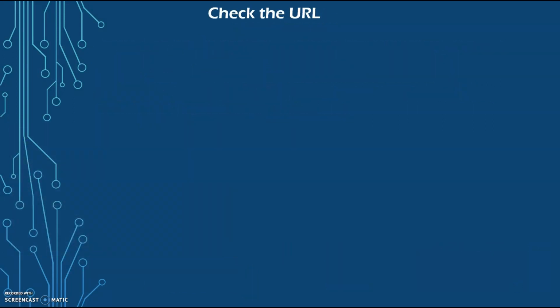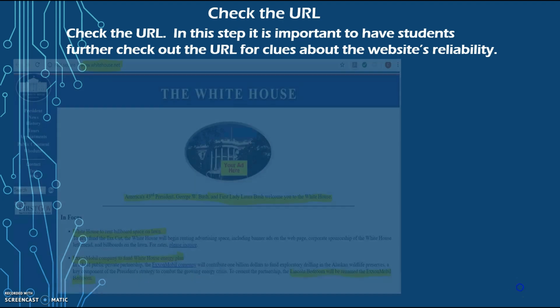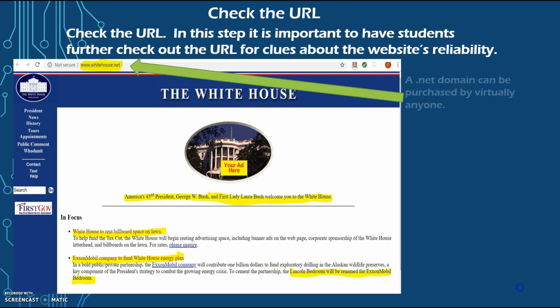C. Check the URL. In this step, it is important to have students check out the URL for clues about the website's reliability. Here, I've pulled up a website that looks like it could be credible, but a further examination will prove otherwise. A .NET domain can be purchased by virtually anyone.